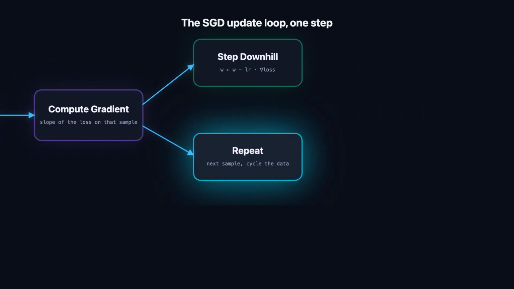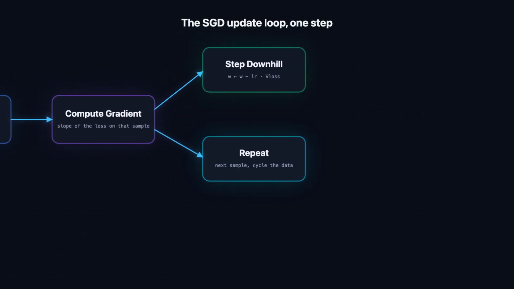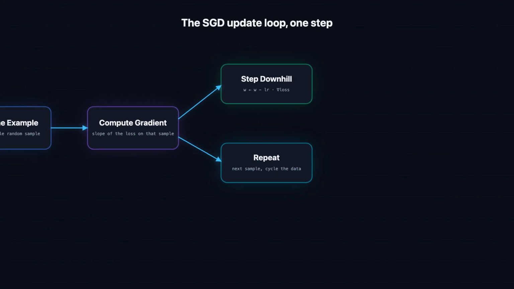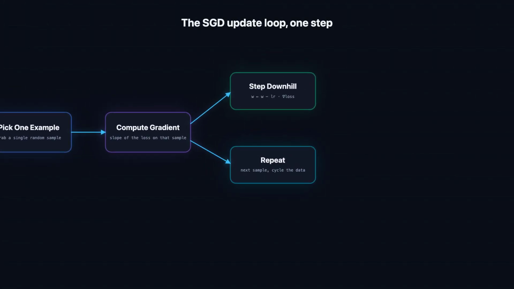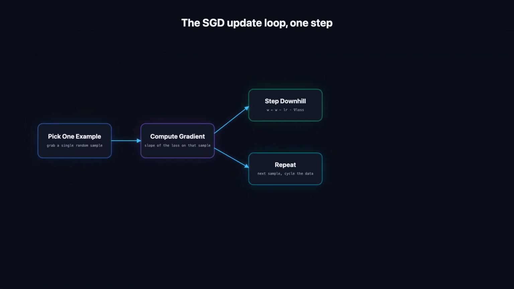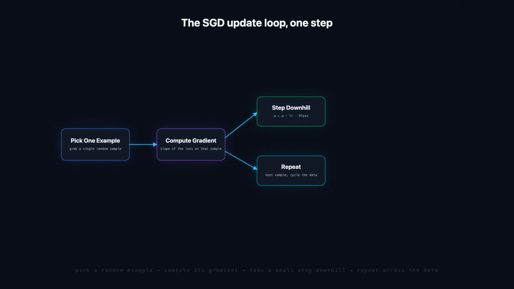Finally, repeat. Grab the next random example, estimate again, step again, cycling through the data many times over. Because each pass makes thousands of these tiny updates instead of one big careful one, the model starts improving almost immediately.